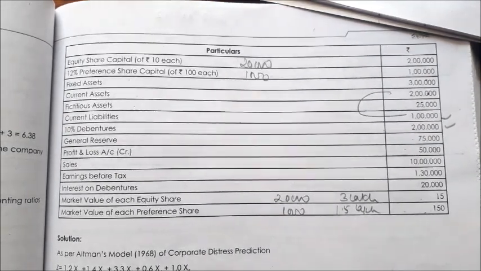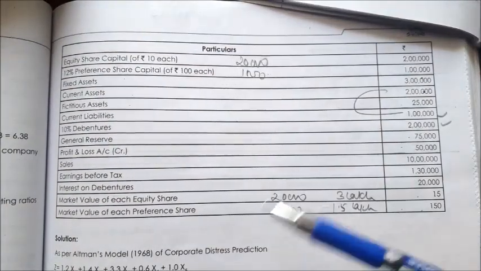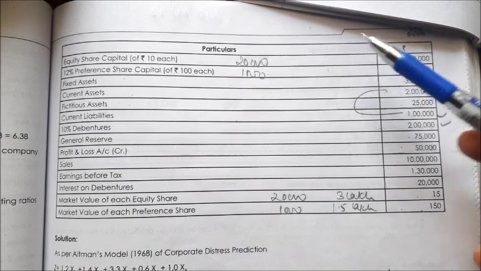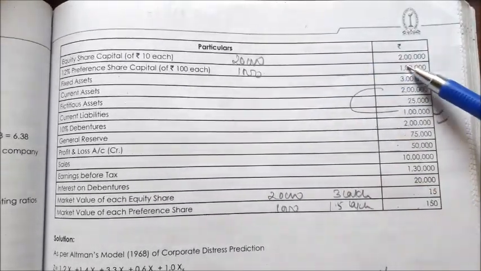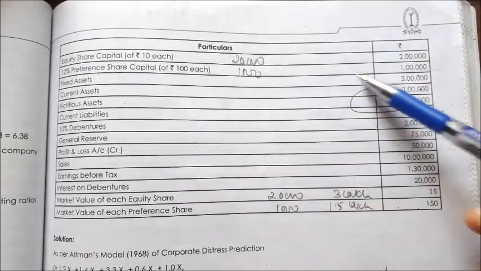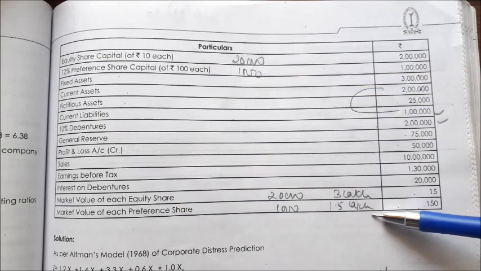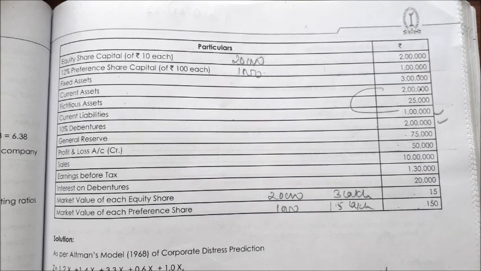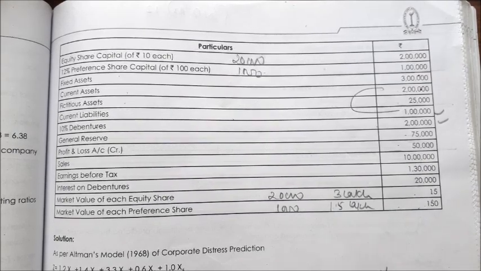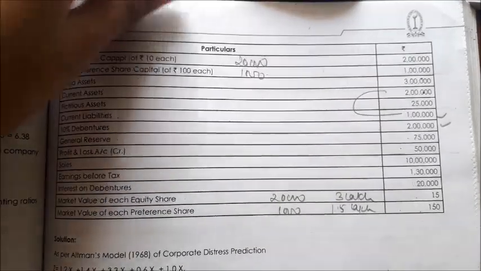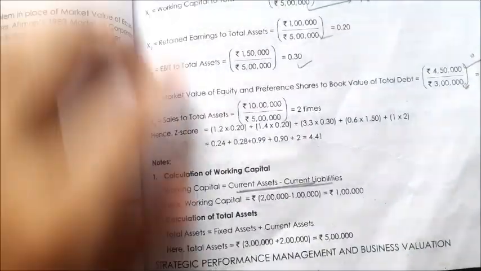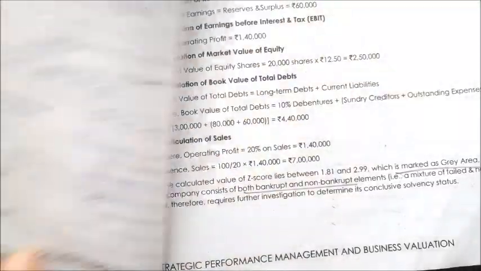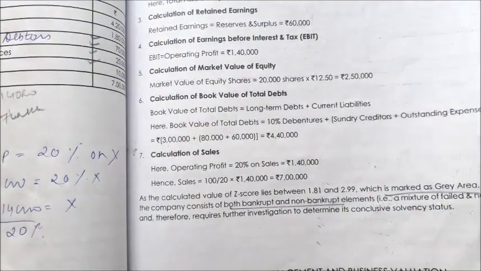Okay. Now market value of equity and preference shares. The market value of each equity share has been provided: one share's market value is 15. If we multiply by the number of shares, here the number of shares are 2 lakh of 10 each, that is 20,000, and here the number of shares are 1,000. If we multiply those values, we'll get the market value, and then we add those. Now sales, the values are readily provided, so we have taken those values. Now putting the values in that model, we got the Z-score, and it's 4.41, and this shows that the comment would be that it's a non-failed, non-bankrupt company.